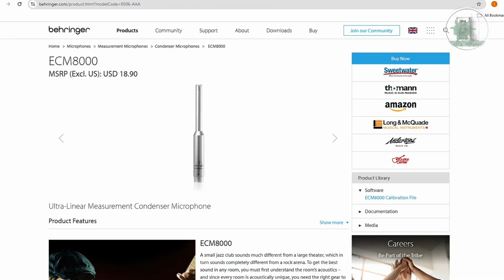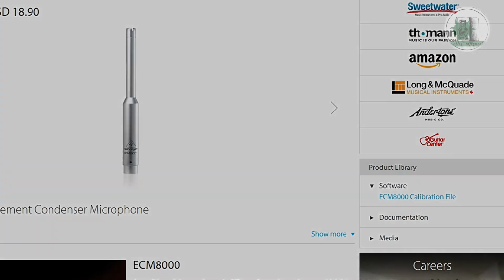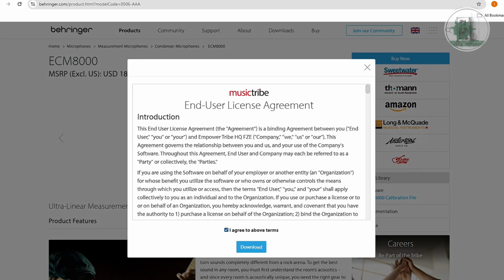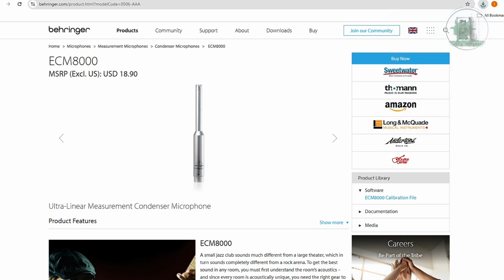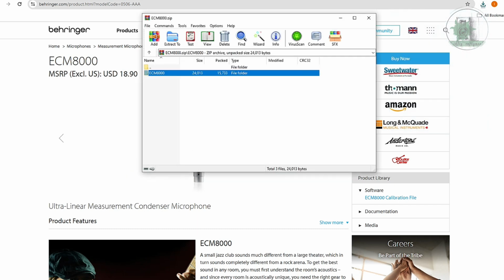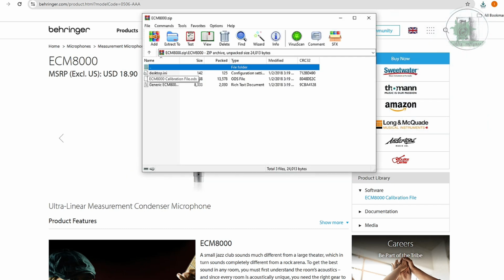Another key factor is the calibration file. A standard measurement microphone should always come with a calibration file, which ensures the accuracy you need when measuring your DIY speakers. A calibration file is a small file you need to import into your preferred measurement software, such as REW, Room EQ Wizard.